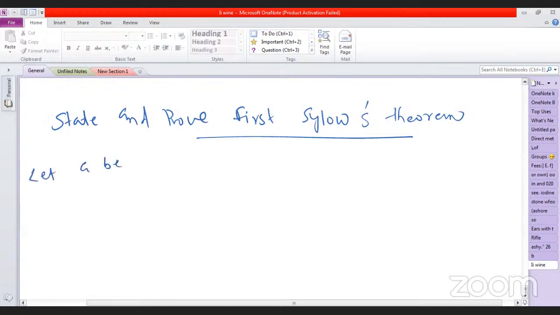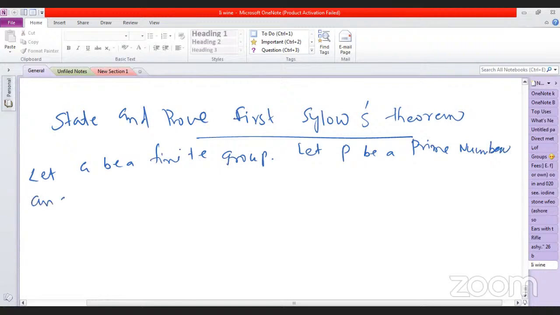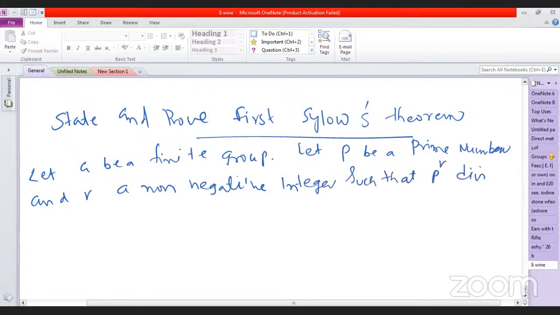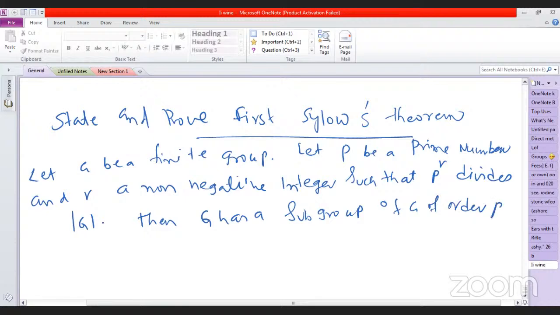State and prove the first Sylow theorem. Let G be a finite group. Let p be a prime number and r a non-negative integer such that p to the power r divides the order of G. Then G has a subgroup of order p to the power r. See here, all of you: they will ask either the statement, or directly ask to state and prove the first Sylow theorem. Let G be a finite group.